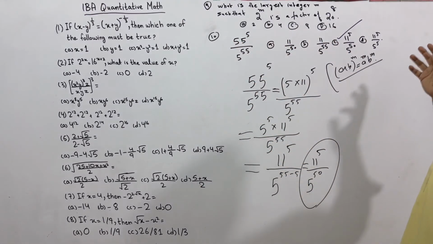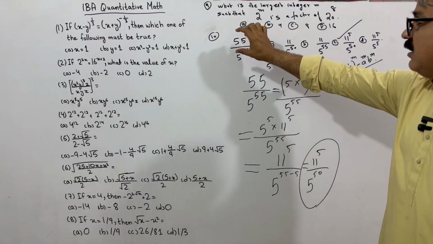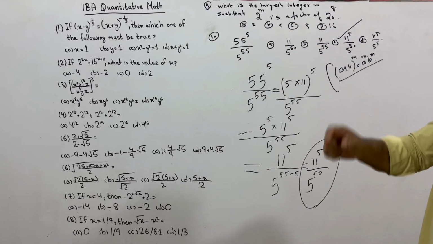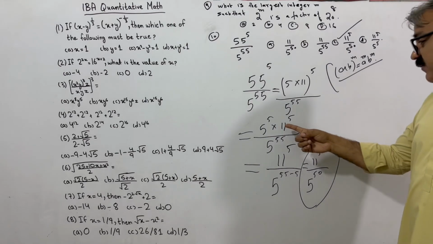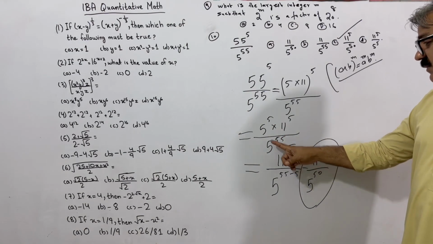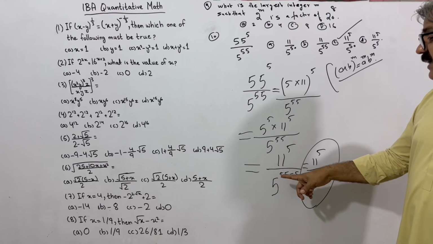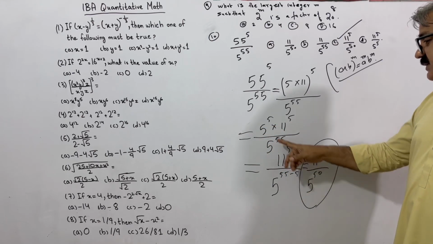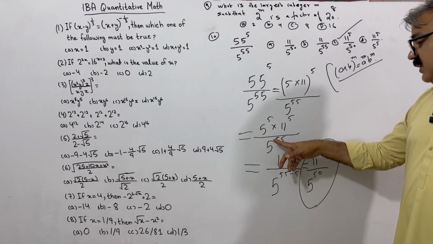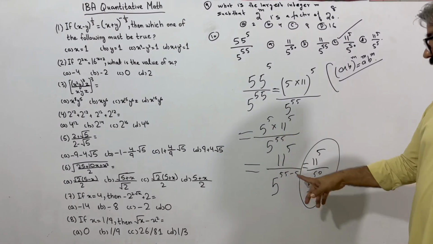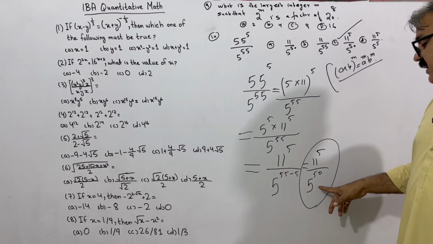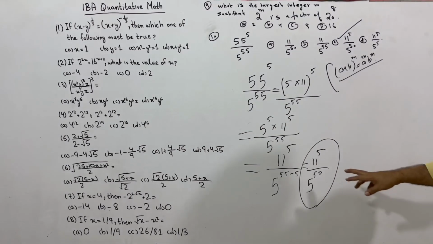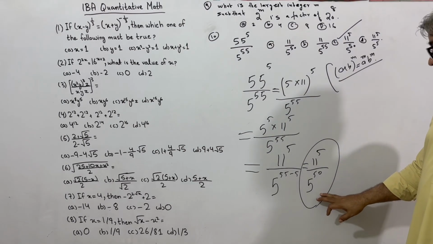Have a look at the options. All the powers in the options are positive. That's why I am subtracting 5 from 55. The bases are the same, so subtract the smaller power from the larger one. The larger power is 55, minus 5, it will become 50. So our final answer is 11 raised 5 divided by 5 raised 50.